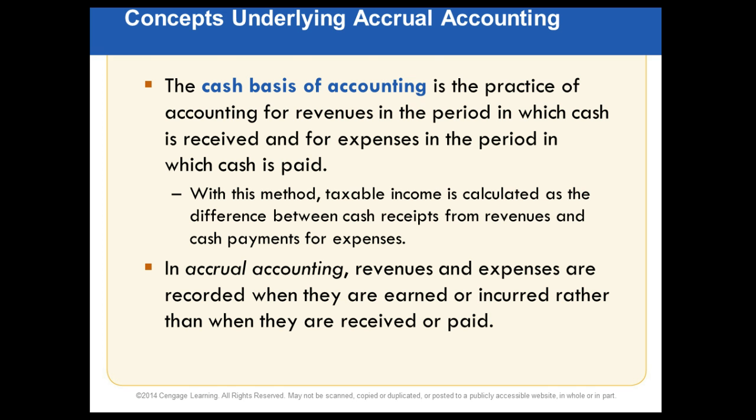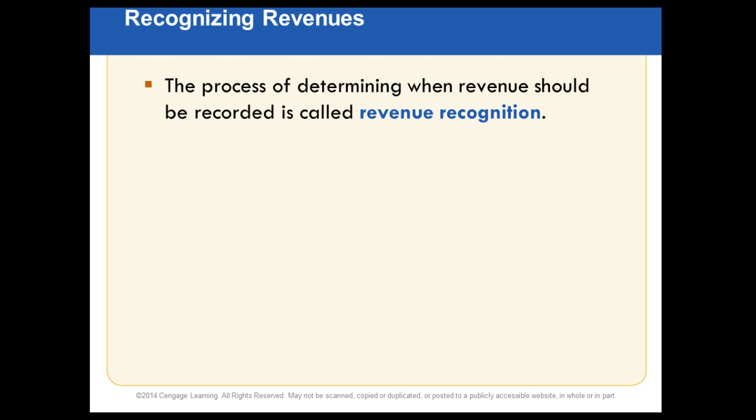But in accrual accounting, revenues and expenses get recorded not when the money comes in or goes out, but when revenues are earned, or with expenses when they're incurred, rather than just when we receive it or when we pay it. So, how do we decide when we earned it? That's what we're going to call revenue recognition, determining when we should record revenue.